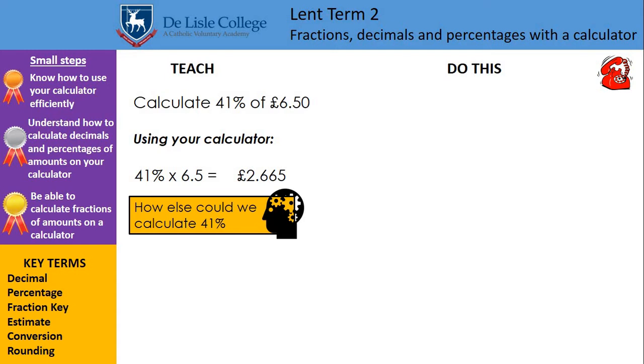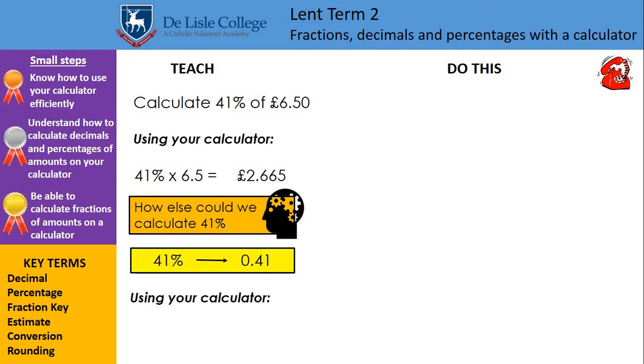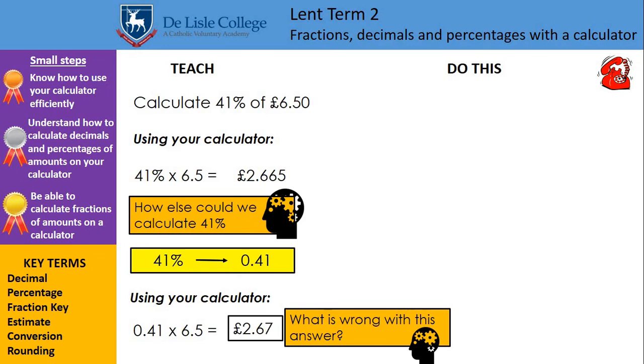How else could we calculate 41%? Well, we know we can use the decimal multiplier technique as well. So 0.41 multiplied by 6.5 again gives us £2.665. As we've said, the problem with this answer is that it's not in the correct denomination if we're dealing with a value in pounds and pence.